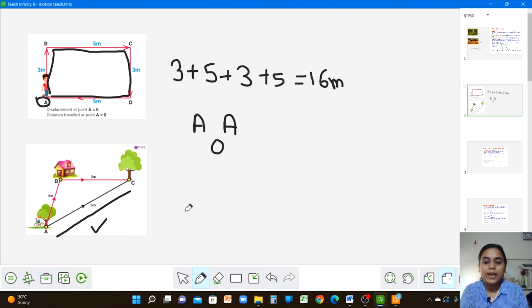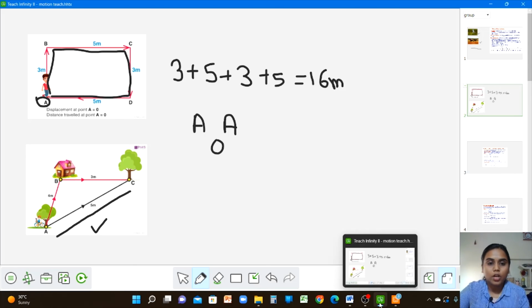So I hope you understand the difference between distance and displacement, and we can do certain questions on that. So this is all about this difference.